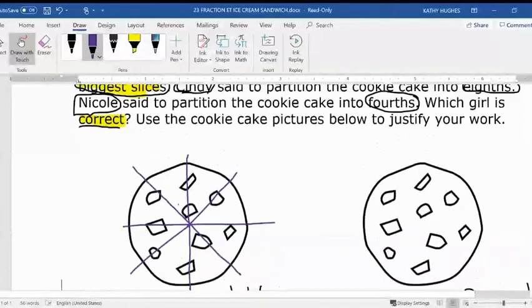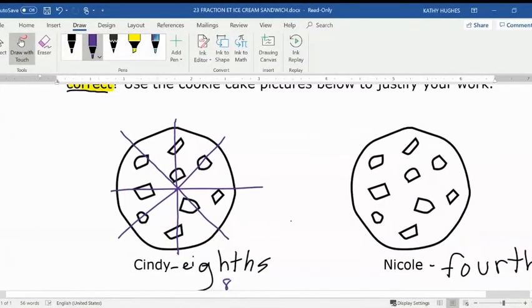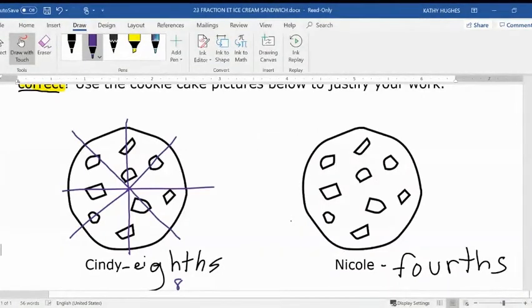Nicole said she wants to partition the cookie cake into fourths. So we're going to go to Nicole and partition hers into fourths, 4 equal parts. So same thing. When you partition, it has to be equal parts. Otherwise, it doesn't count. So you have to do it exactly how Miss Hughes is doing it. So look first, and then you do it too. I draw, then you draw.